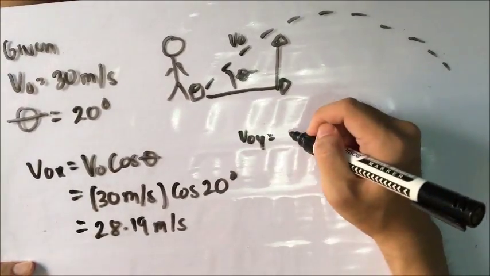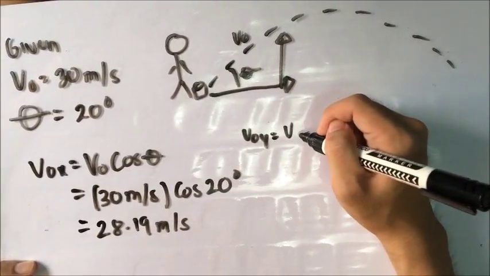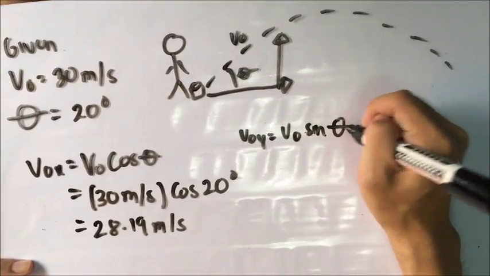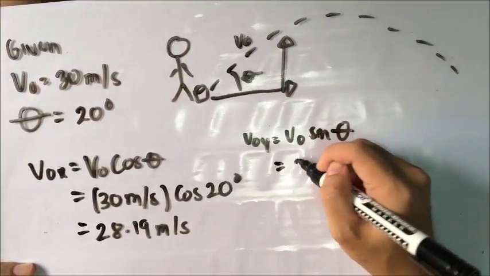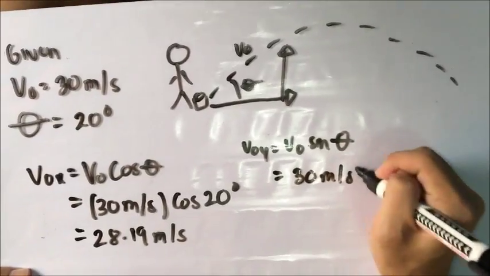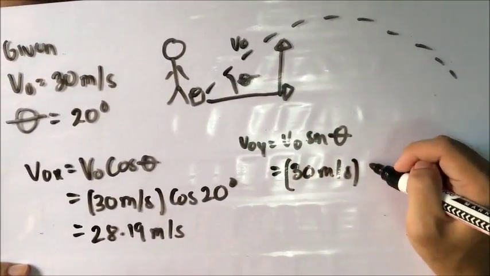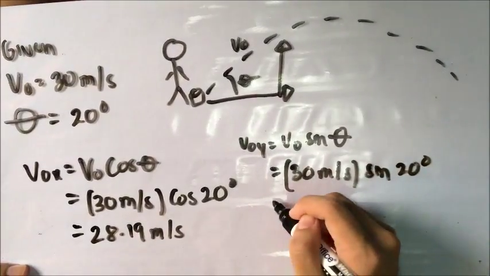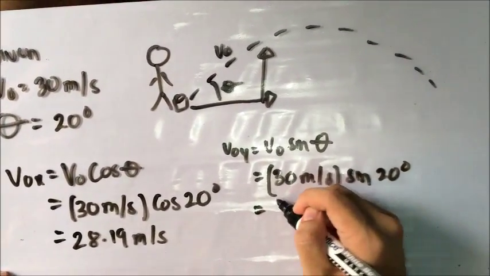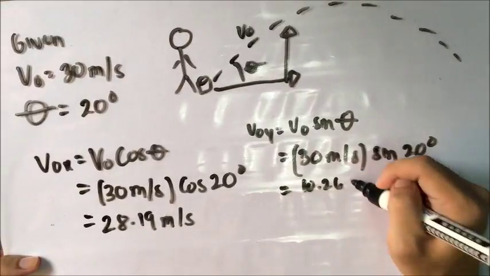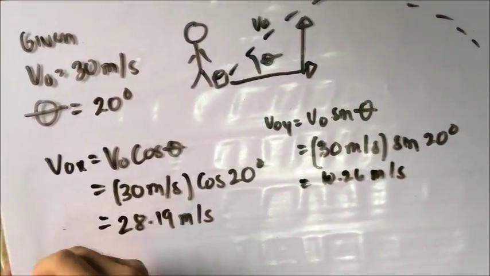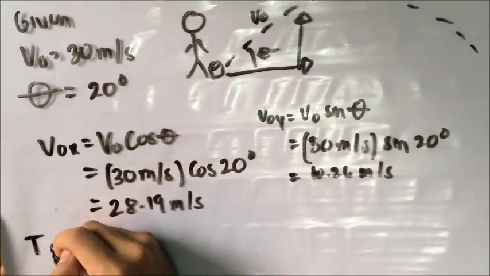Now the initial velocity of y will be initial velocity sine theta is equal to 30 meters per second times sine 20 degrees is equal to 10.26 meters per second. We can use a derived formula for computing the time.